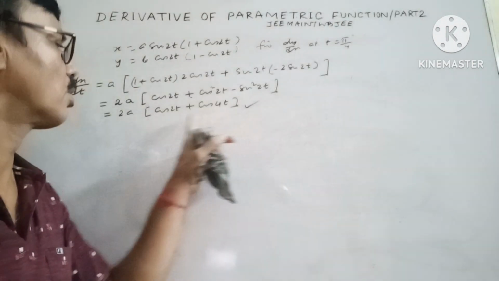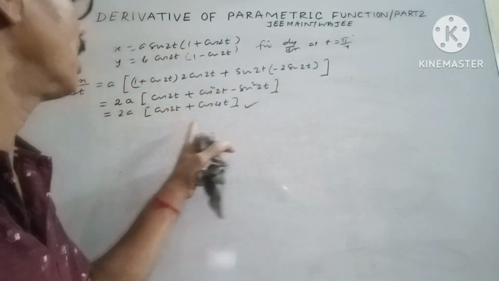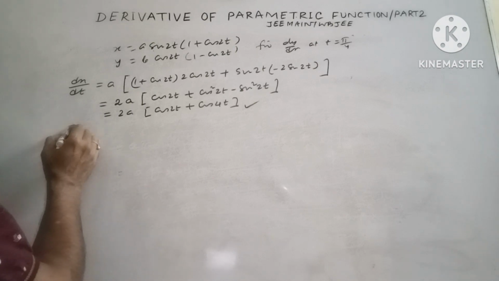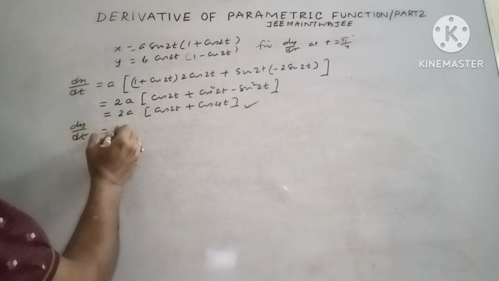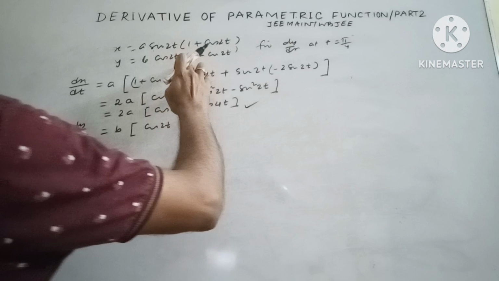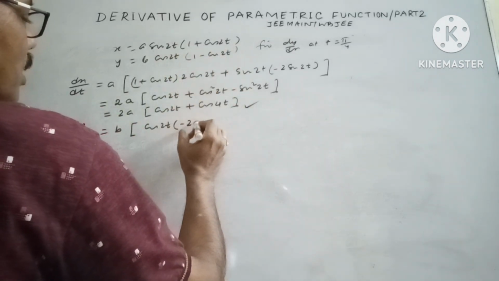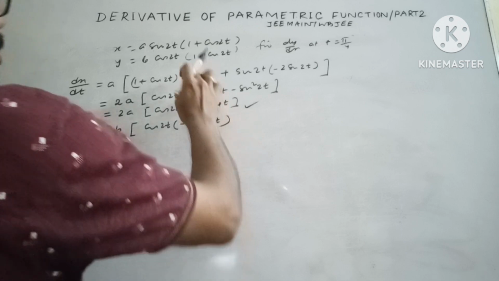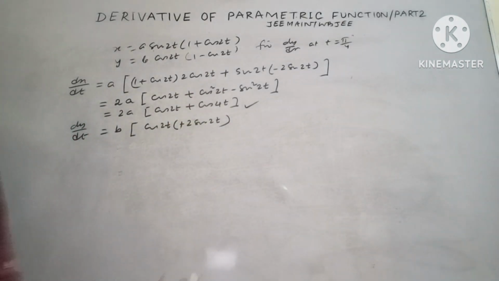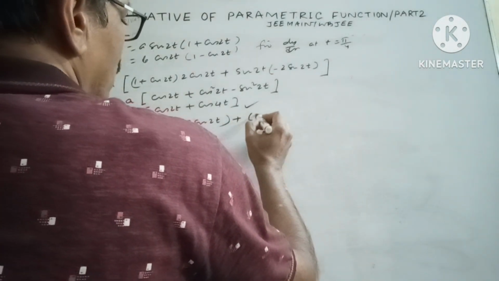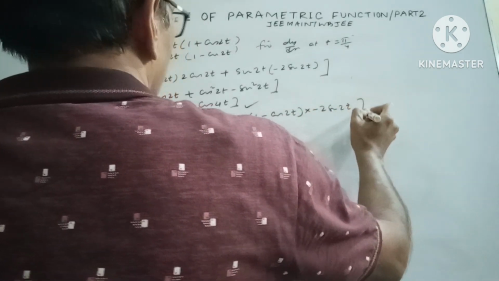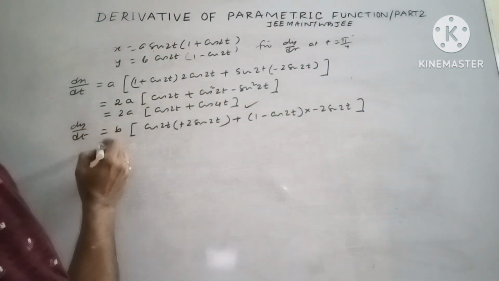You can again simplify cos t plus cos d. I will consider it after performing dy by dt. So for dy by dt, cos 2t is unchanged. Derivative of 1 minus cos 2t is minus 2 sin 2t. So derivative of 1 is 0. So this is minus, then minus minus plus. Plus 1 minus cos 2t is unchanged, minus 2 sin 2t, derivative of cos 2t.